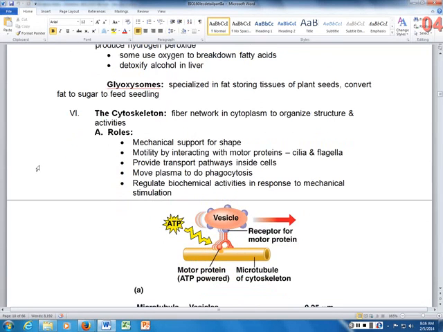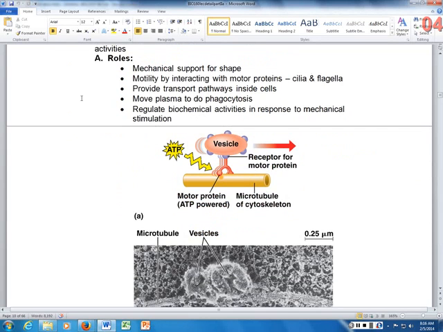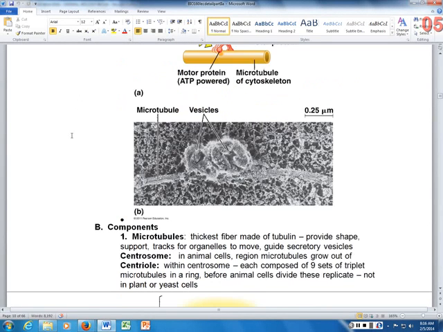So your cytoskeleton, this is a fiber network in the cytoplasm. It helps to organize the structure of the cell. It provides mechanical support to make it a little bit stronger. It can interact with the motor proteins like your cilia and flagella. It provides pathways for things to move on. It helps to move the plasma membrane so that you can do phagocytosis. And it also helps to regulate other biochemical activities that go on.